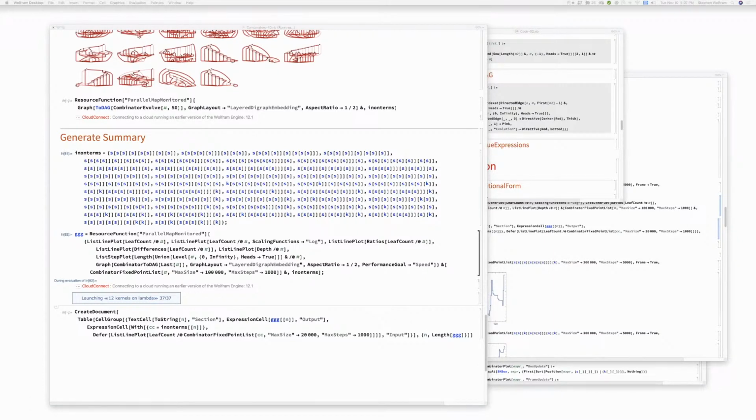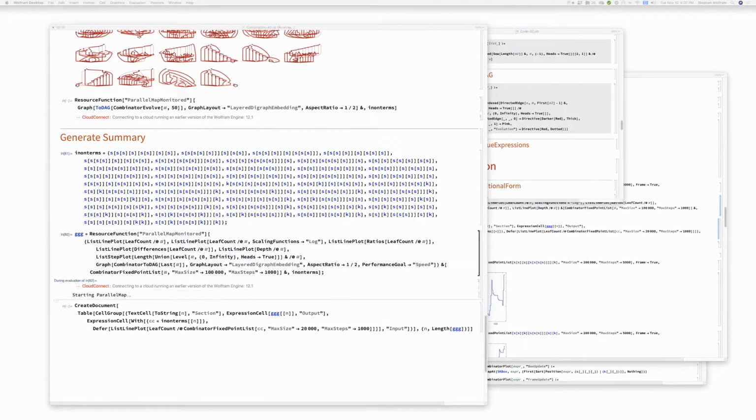Is combinator to DAG something you want in the function repository? Yes, I think so. And it needs to have the vertex labels, arrow automatic case, and so on should work, which I had to do by hand up above. Okay.